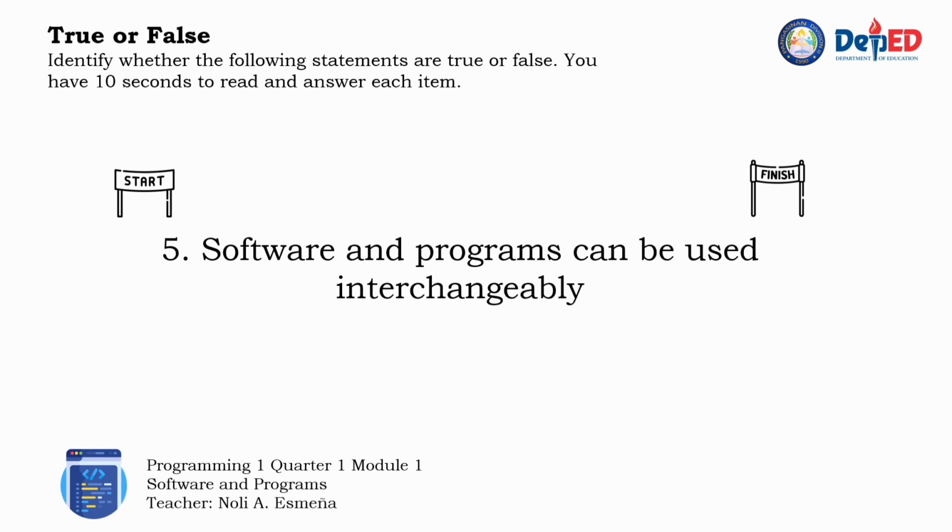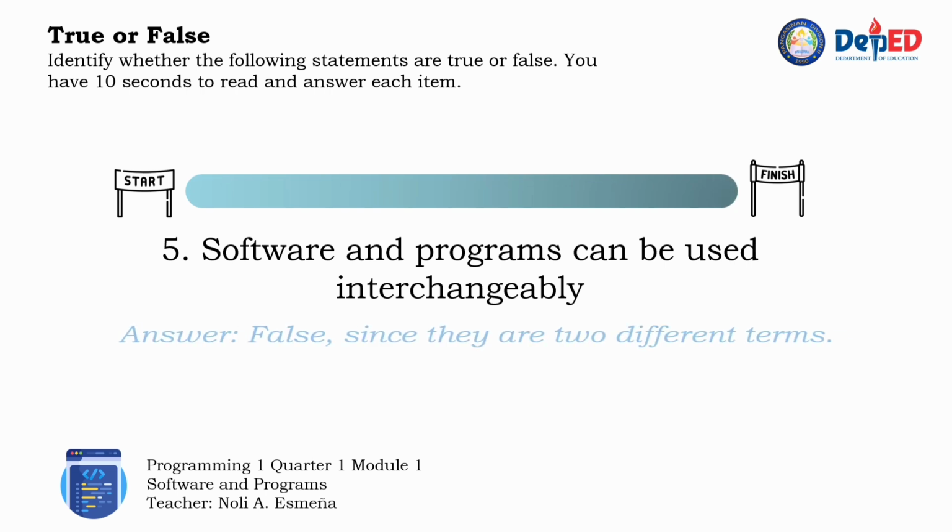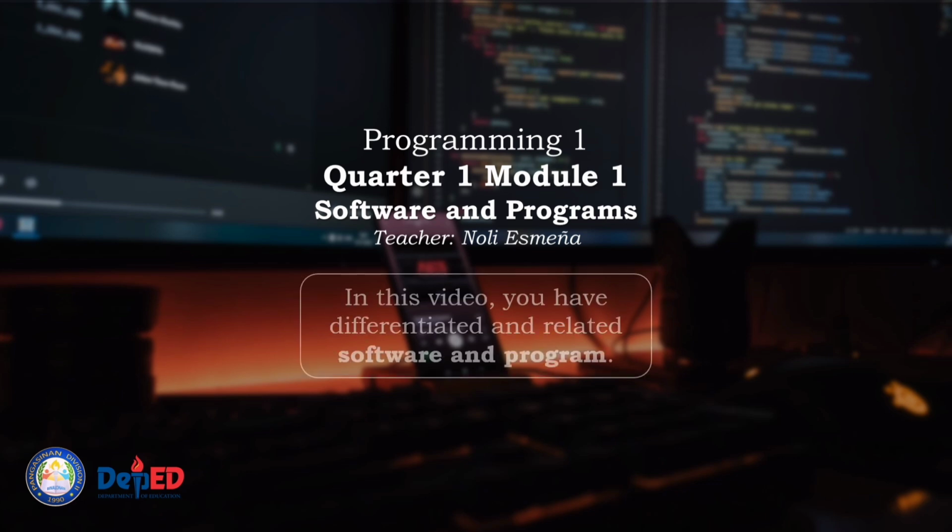Software and programs can be used interchangeably. The answer is false, since they are two different terms. In this video, you have differentiated and related software and program.